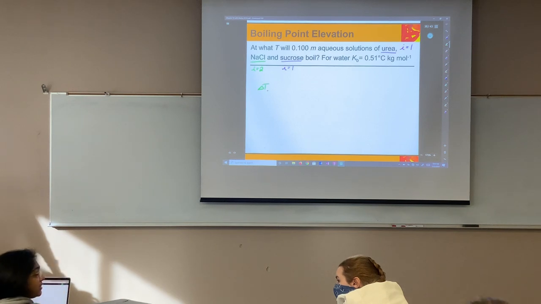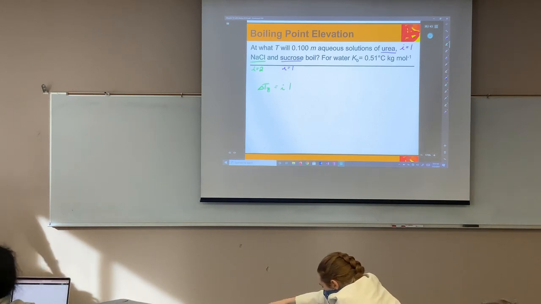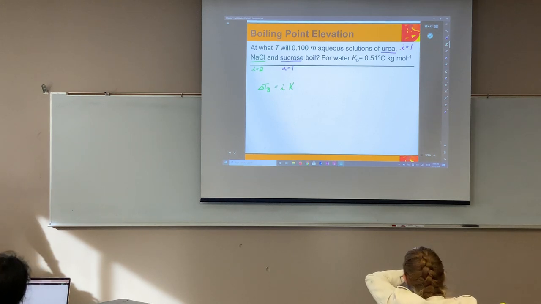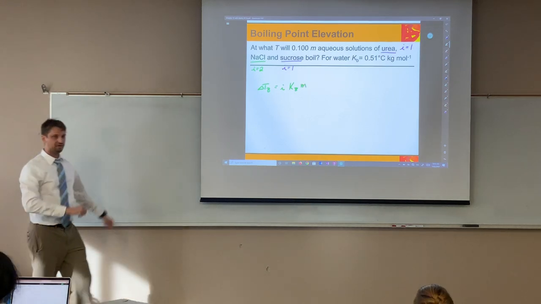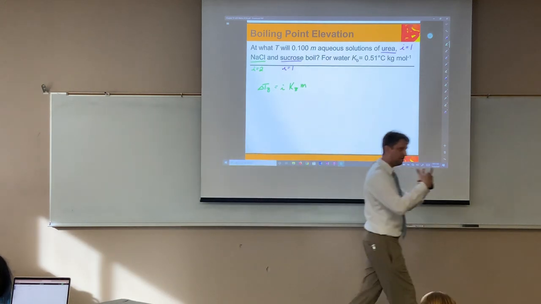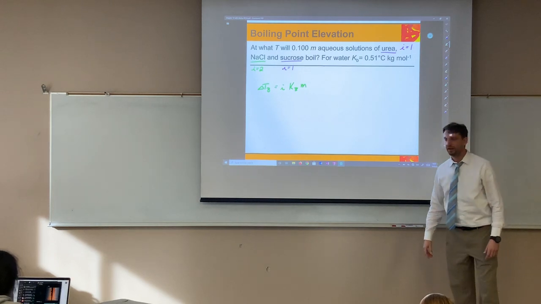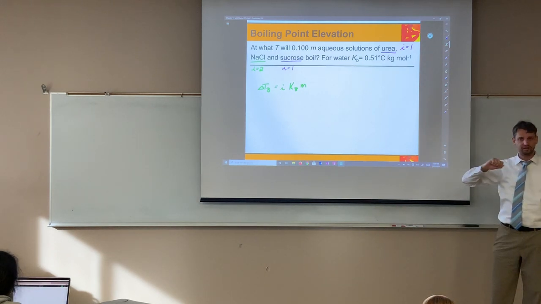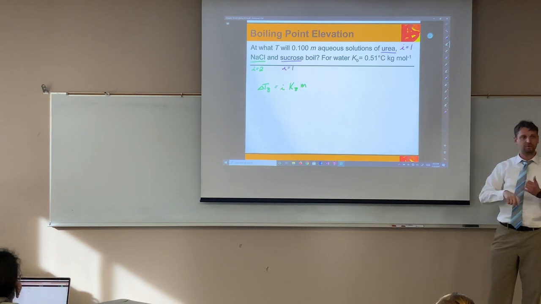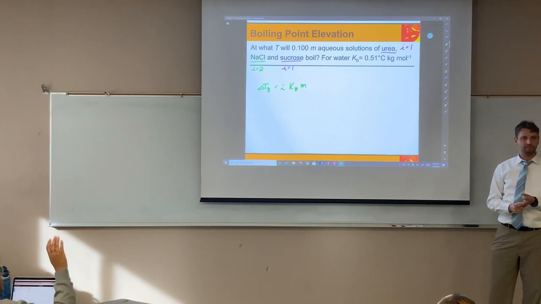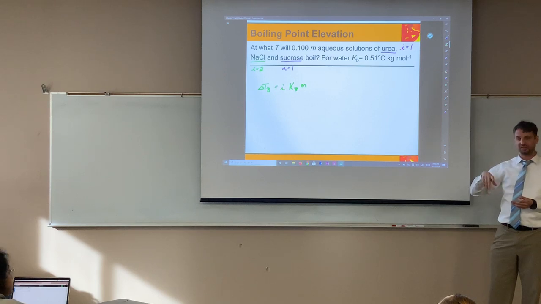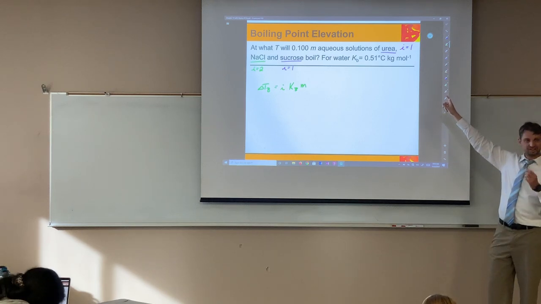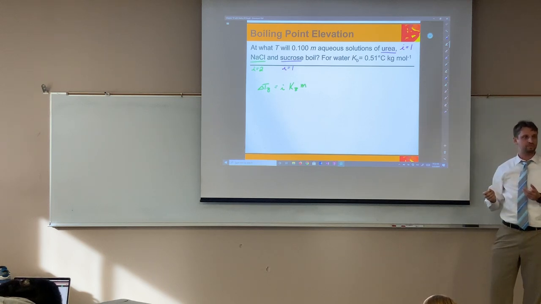So let me ask a question here. Here's our equation: the change in the boiling point is equal to the I, times the Kb, which is a constant, times the molality. What part of that equation matters whether we have urea or sucrose or sodium chloride? The only part that's going to change is the I. If everything is the same in all of these except for the I, then the delta T for urea and sucrose are going to be the same.